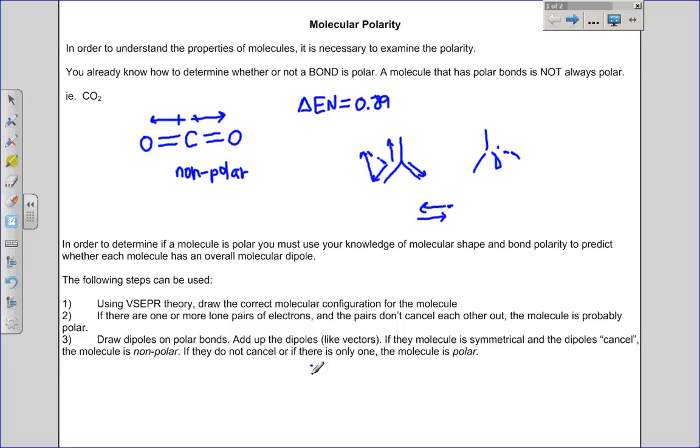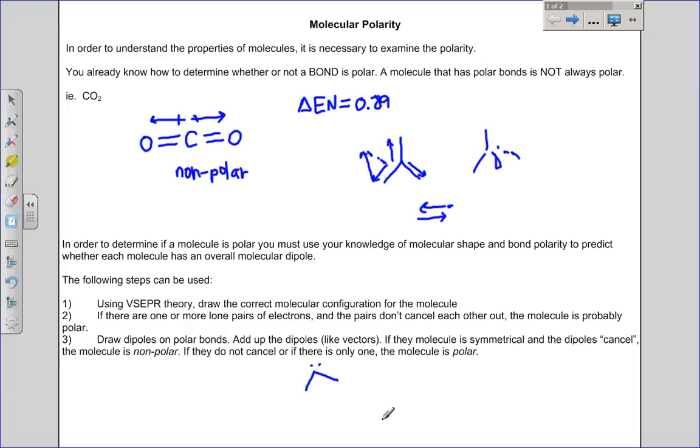If I've got a molecule that has lone pairs on it, the lone pairs themselves are going to be negative. So that's going to lead to a slightly negative charge on this end of the molecule, leaving this end of the molecule more positive. And that's what a polar molecule is. It's a molecule that has some kind of slightly negative and slightly positive end to it.